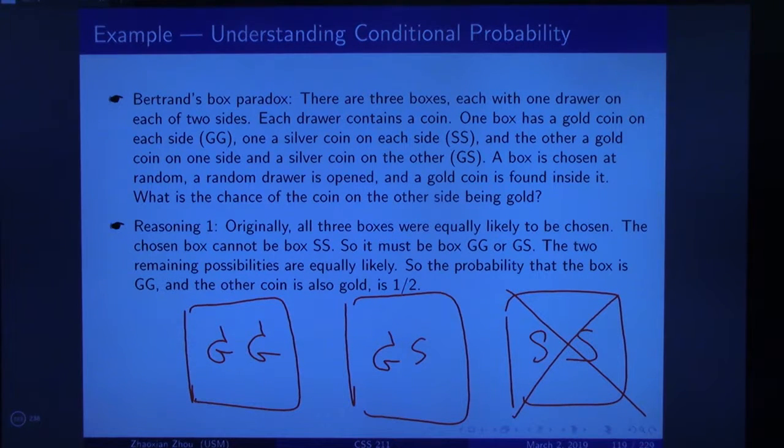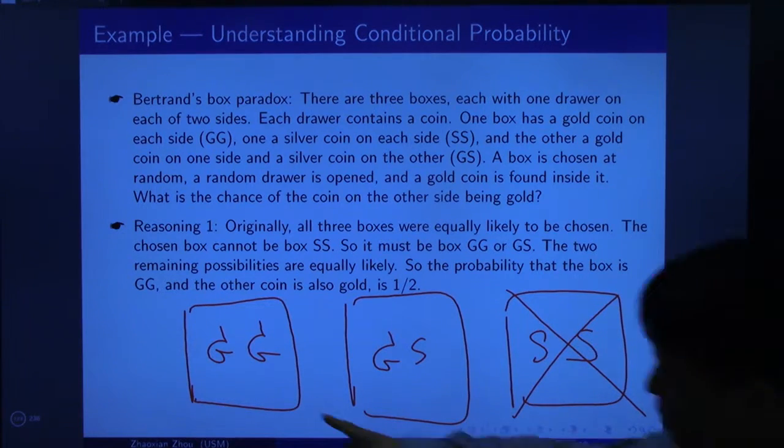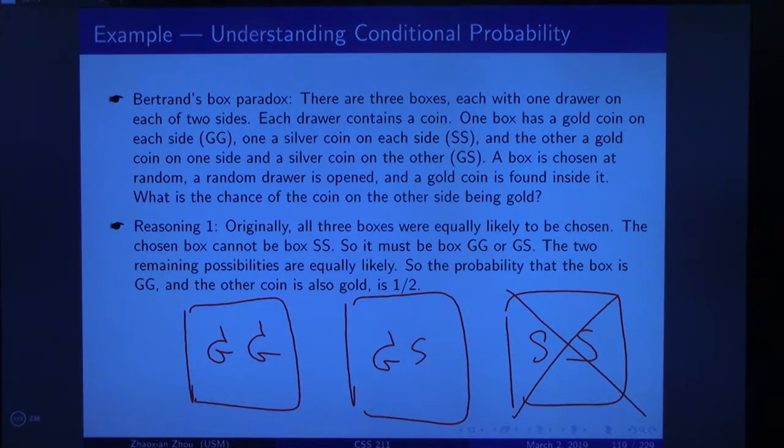Now look at these two. You choose this one, with 50% possibility each. Not 1/3 anymore, because the silver box is not possible. Now you open one and you find gold. So this one is gold, this one is gold. The other side, what's the probability that it is gold?